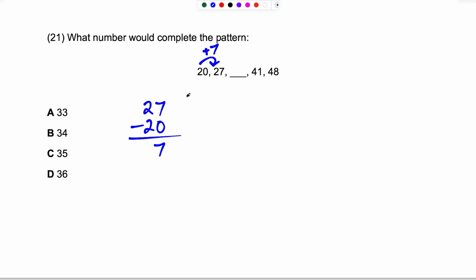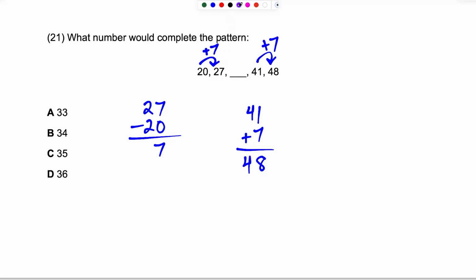And just to double check that this pattern is valid for the rest of the list, we could do 41 plus 7 on the side and see what that gets us. So 7 plus 1 is 8, and then the 4 just carries down. So it makes sense here that the plus 7 is the pattern because it gets us from the first number to the second number, and it gets us from the fourth number to the fifth number.